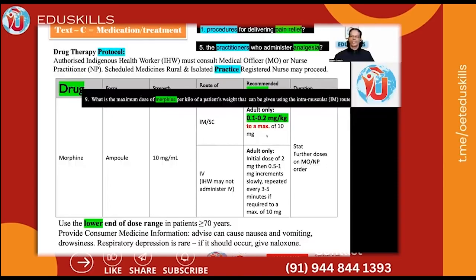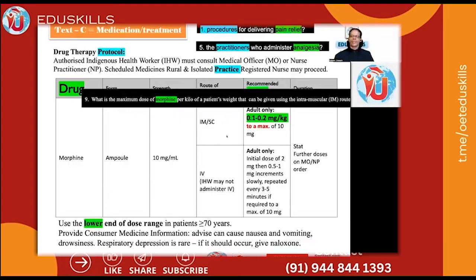I have put it in red marks. Why not? They are asking what is the maximum dose of morphine. Here the maximum given is 10, but they are asking per kg. That you have to understand. Definitely, as health professionals, whatever the kg, whatever the repetition, it should not exceed 10. But per kg, the maximum is 0.2 mg.